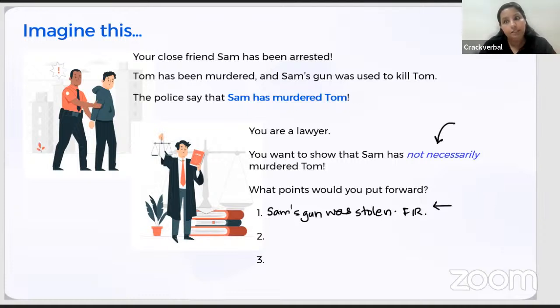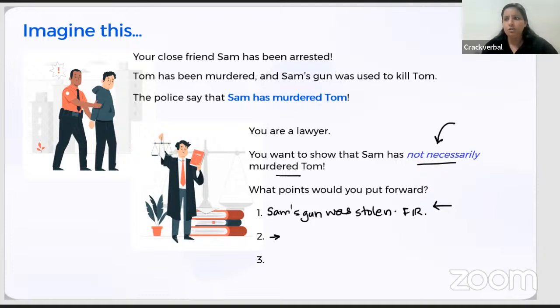This information, if I present it to the judge or the jury or whoever, will suddenly make the judge or jury feel, if Sam didn't have the gun with him in the first place, maybe Sam has not necessarily murdered Tom after all. So this is one thing probably as a lawyer I would put forward.